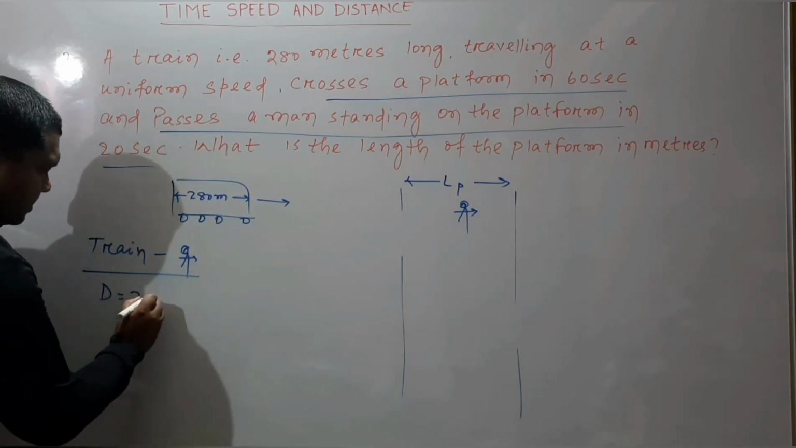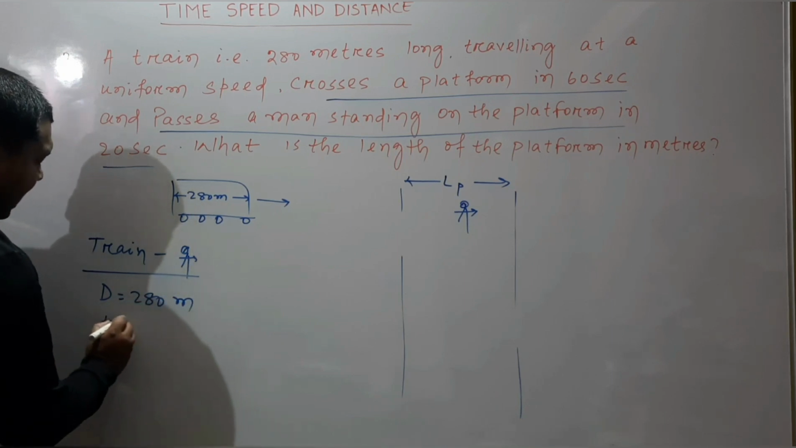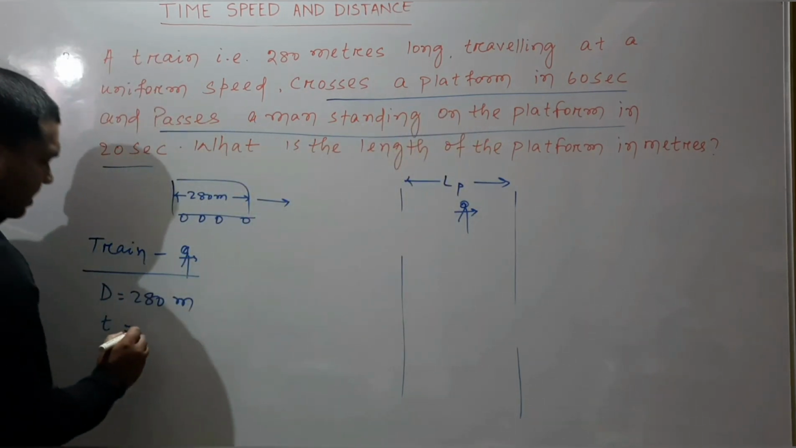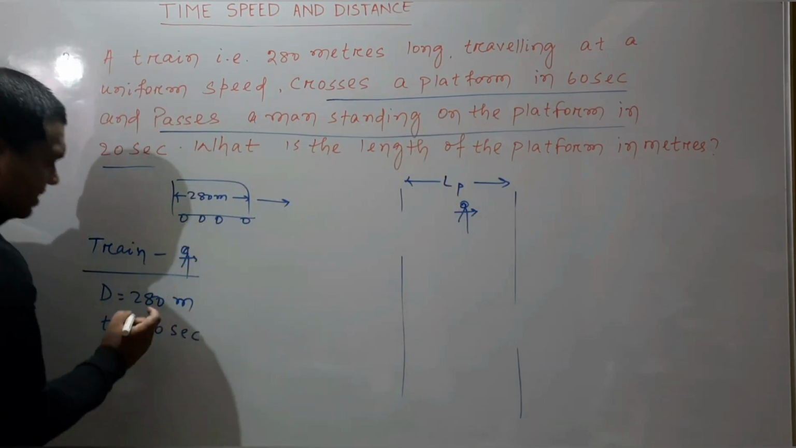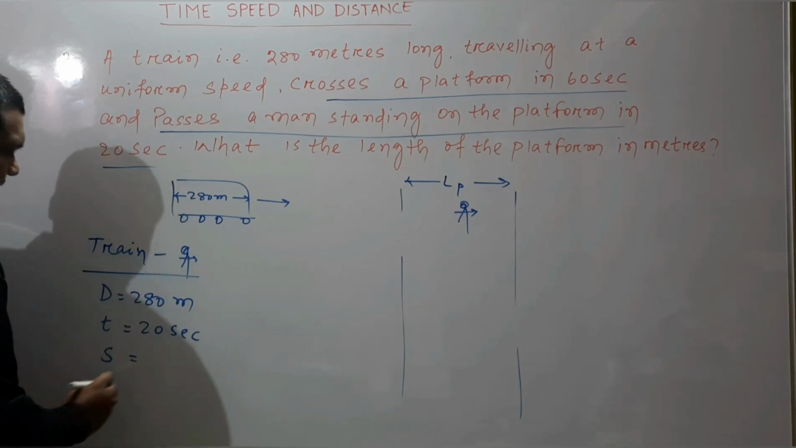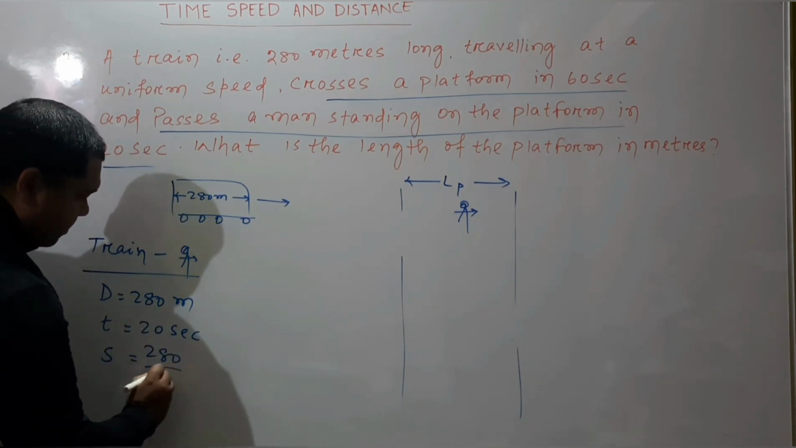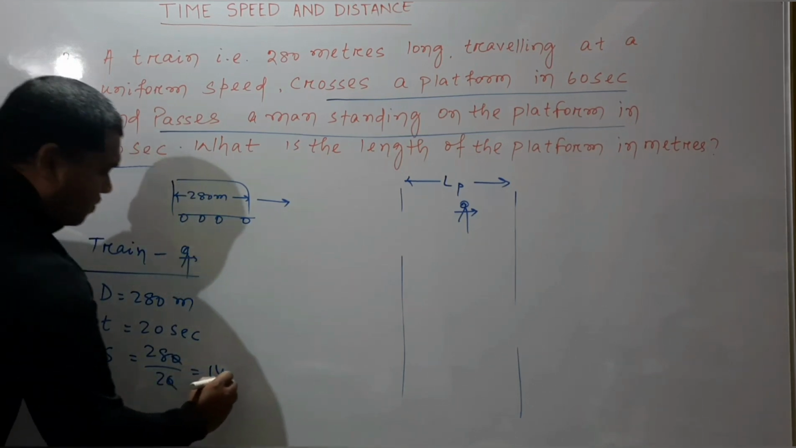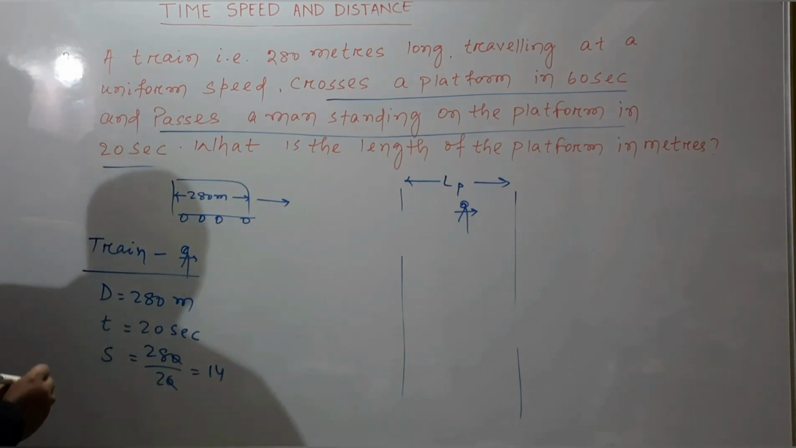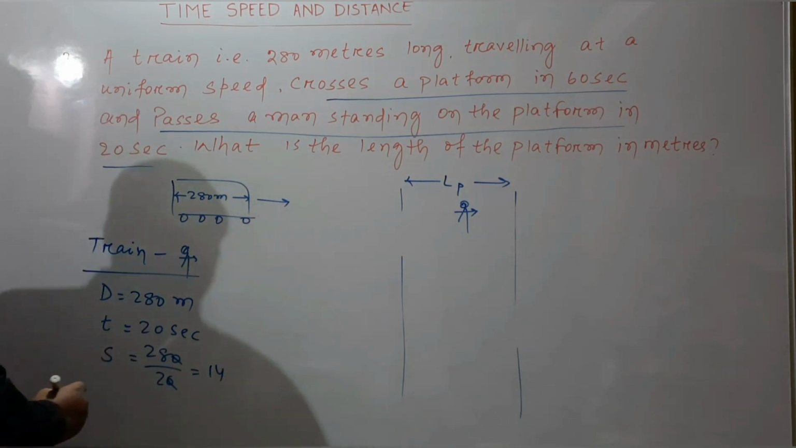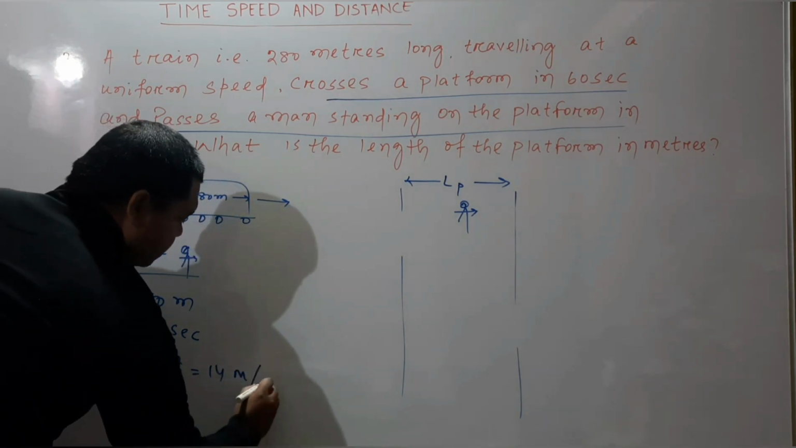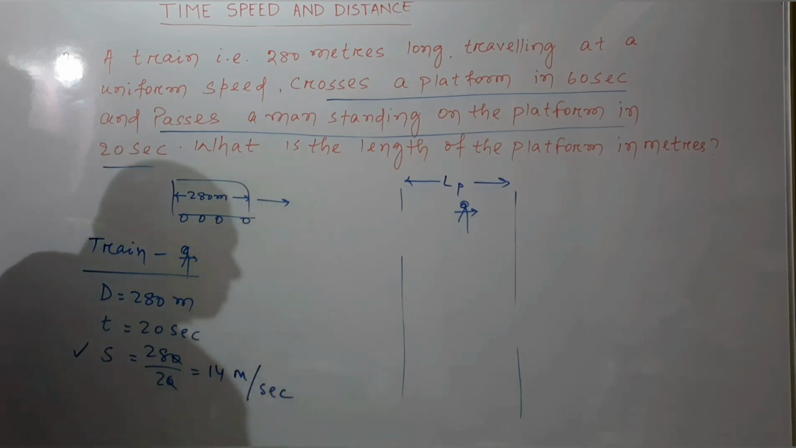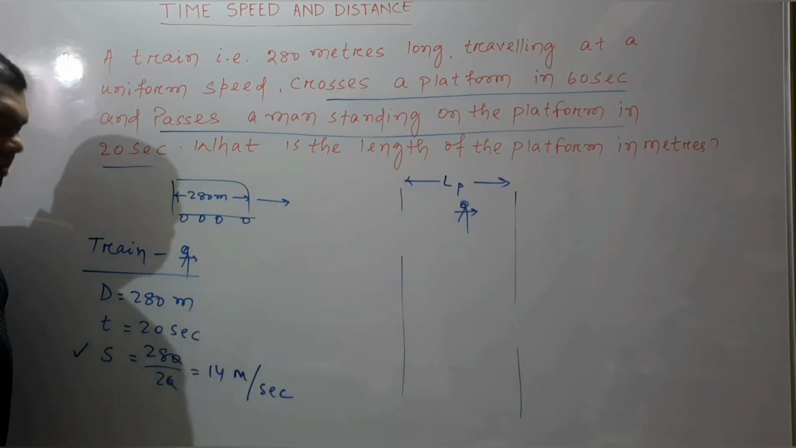That means here distance is equal to 280 meter. And time is equal to it passes a man standing on the platform in 20 seconds. That means time is 20 seconds. So easily you can find the speed of the train, that is equal to distance by time, 280 by 20. That is equal to 14 meter per second. So speed is 14 meter per second, that we can calculate.